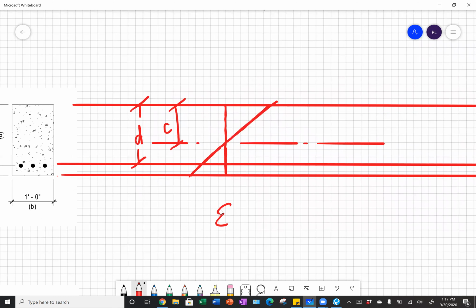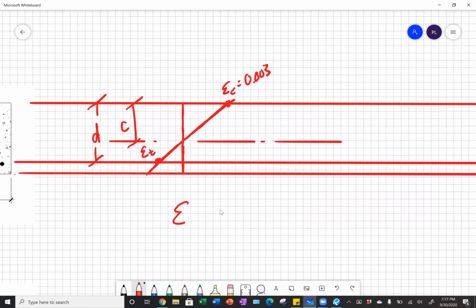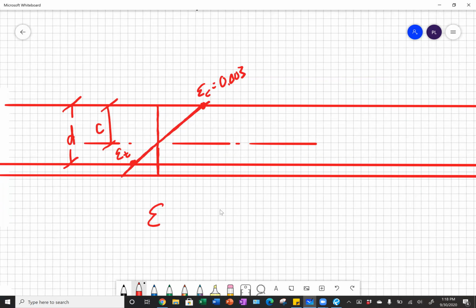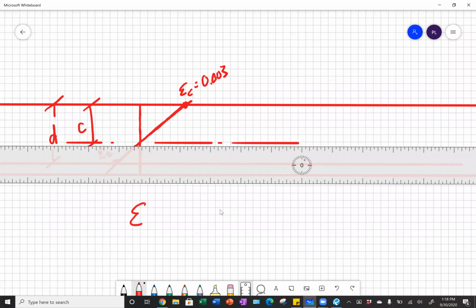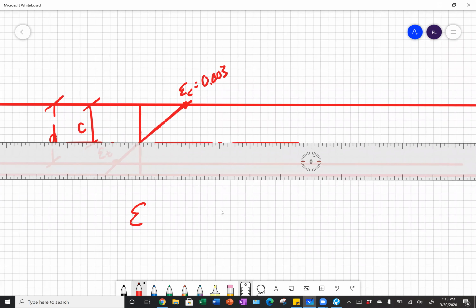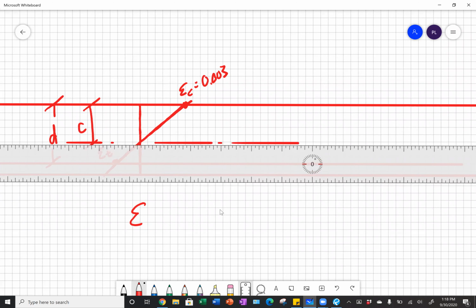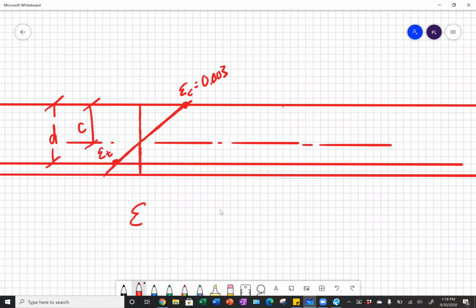In our strain diagram, we have a maximum usable strain of our concrete of 0.003, and so we know that point. And we have a point down here, which would be the strain of our tension steel, usually abbreviated epsilon sub T. That would be our strain diagram. As we look at our stress diagram, if I extend this line out a little bit here to our stress diagram, stress is abbreviated as such.